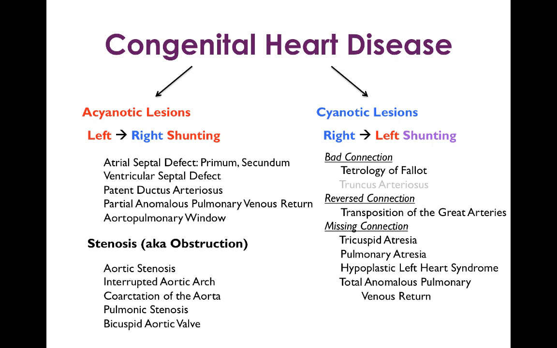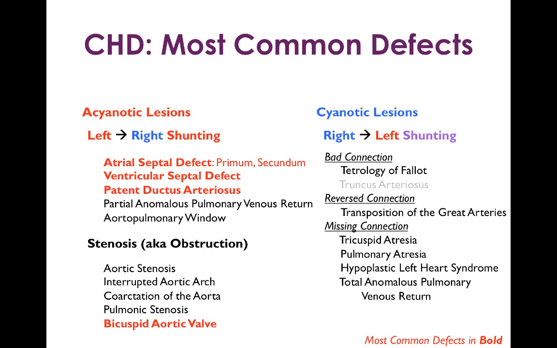And I just wanted to go through a couple of things to help you pick out what's salient, because this is a lot of different disorders. So shown here in bold and red are the most common types of congenital heart disease. So atrial septal defect, and we want you to know about the primum and secundum types of atrial septal defect, although there are two others. Ventricular septal defect, patent ductus arteriosus, and bicuspid aortic valve. So these are the most common congenital heart disease manifestations.